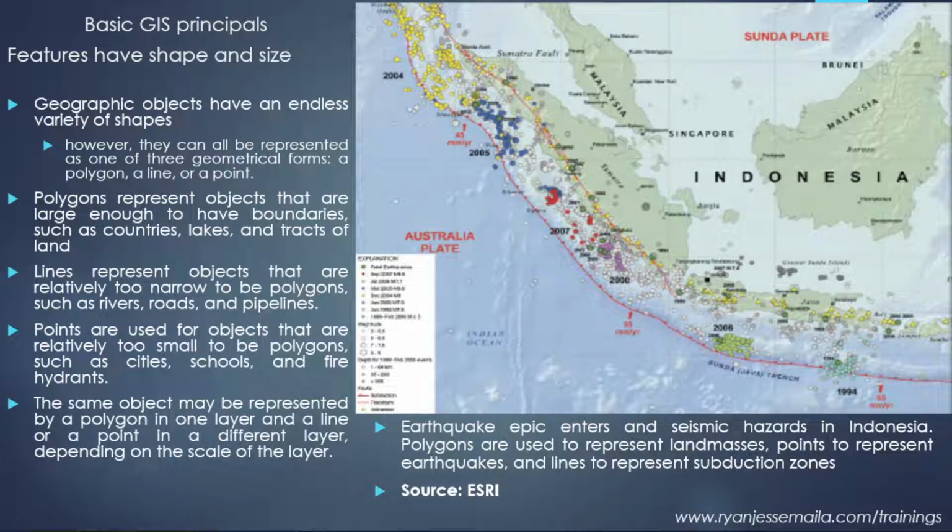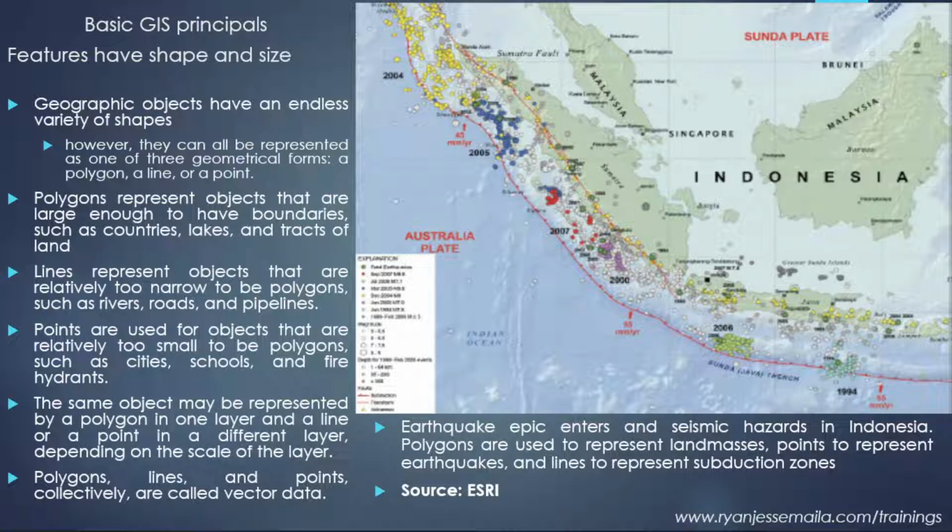The same object may be represented by a polygon in one layer or a line or a point in a different layer, depending on the type of map that you want to make. The other thing which is very important to understand in GIS is that polygons, lines, and points collectively are called vector data. So there is what is called vector data and there is what is called raster data. So vector data is basically a coordinate-based data model that represents geographical features as points, lines, and polygons.